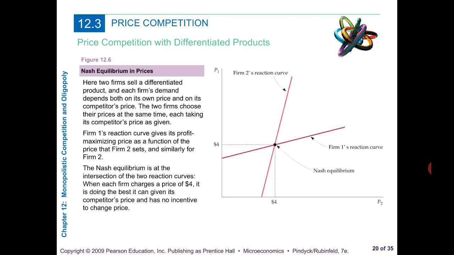On the graph, when you draw the reaction curves, this is the reaction curve, and the equilibrium is, as we said just now, P2 equals 4, P1 equals 4, and the equilibrium is here, the Nash equilibrium. That is if they don't cooperate. That's the Bertrand model. What if they cooperate?